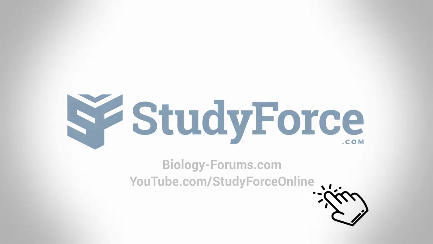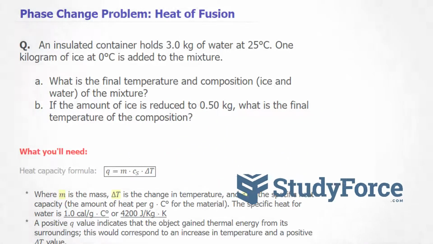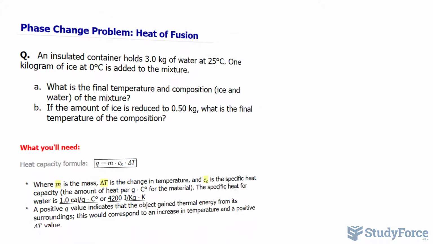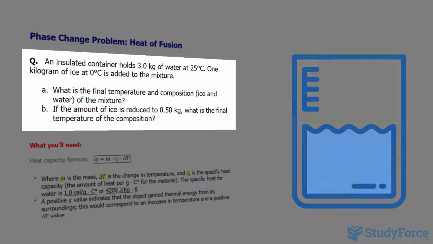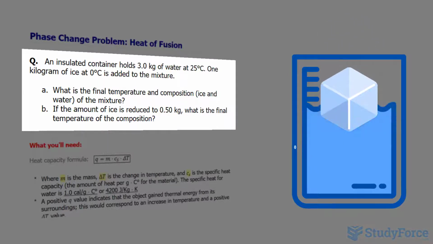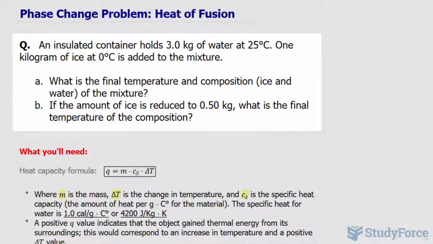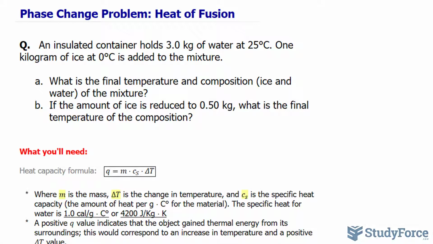In this lesson, we'll discuss what happens when a block of ice is placed into a bath of water. This is a phase change problem, specifically heat of fusion. The question reads, an insulated container holds 3 kilograms of water at 25 degrees Celsius. 1 kilogram of ice at 0 degrees Celsius is added to the mixture. In the first part, what is the final temperature and composition of the mixture? In other words, they're asking how much of that ice will remain, if any, after they've been placed together.